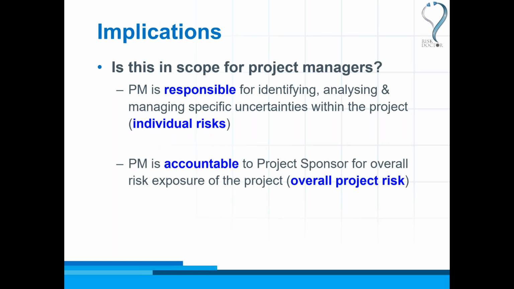And so we have a responsibility for managing individual risks within the project, as well as an accountability for making sure that the overall project level of risk exposure is not excessive. So we need to manage both of these things. And the key question is, how? How are we going to do this?